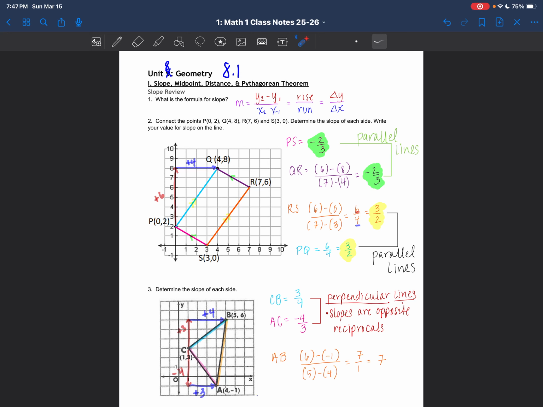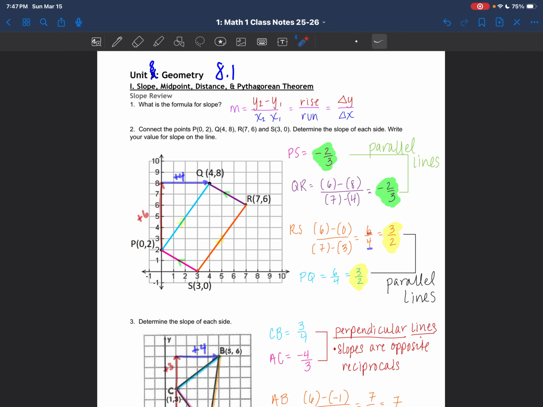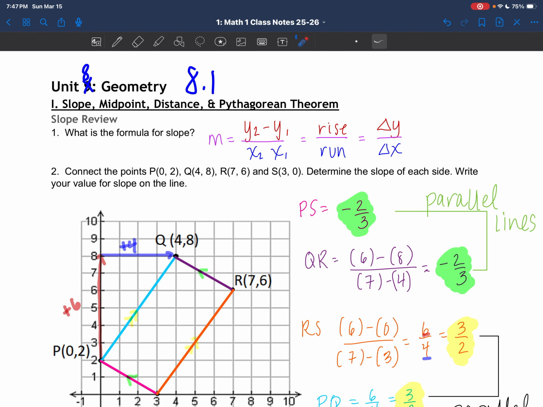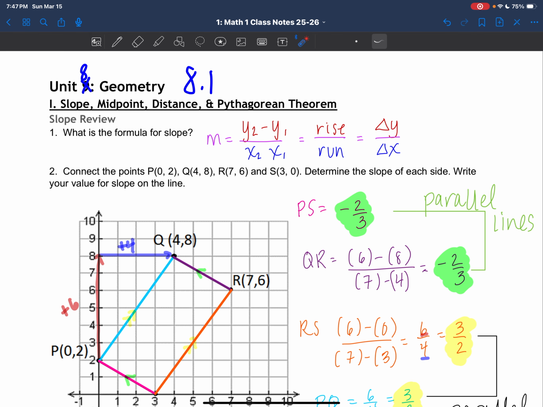All right, today we're going to review a lot of things and do a couple more things in there, but it's slope, midpoint, distance, and Pythagorean theorem. So quick slope review. Remember, slope is y sub 2 minus y sub 1, and then, oops, I forgot to put the minus sign in there, and then x sub 2 minus x sub 1. You've also heard it said as rise over run, or delta y, which is change of y over change of x.